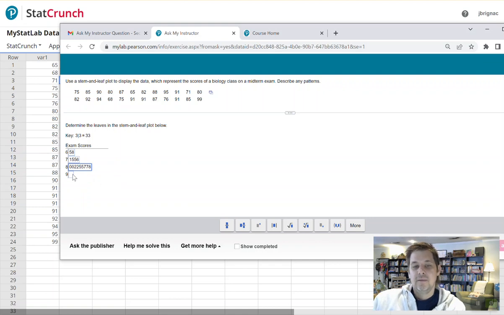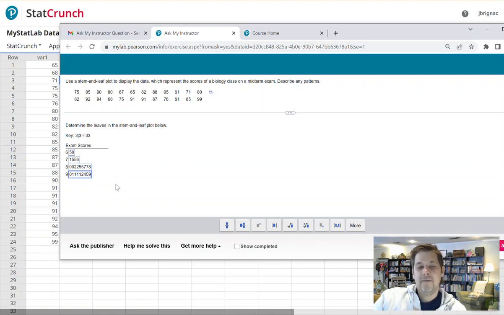But as I sorted this ascending, I've got it organized the way a stem and leaf plot's supposed to be. Next with the 90s, I've got 90, let's see, 4 91s, and a 92, a 94, a 95, and a 99. So it's easier to see somewhat of a pattern from this. I mean, most of the scores are in the 80s or 90s, very few in the 60s.